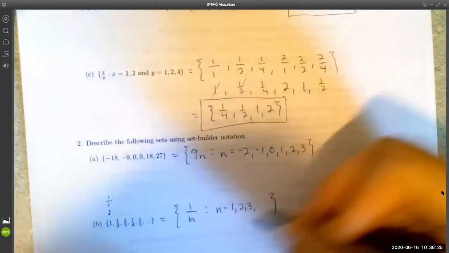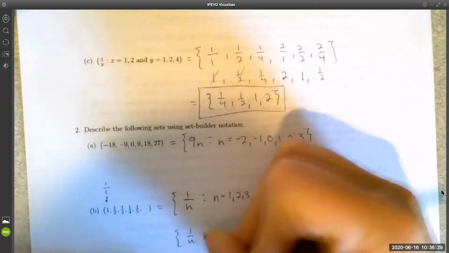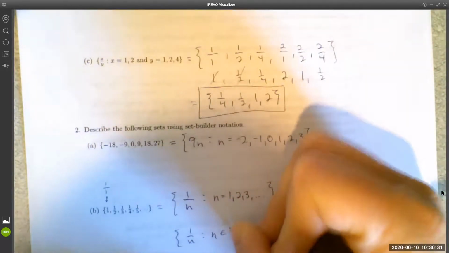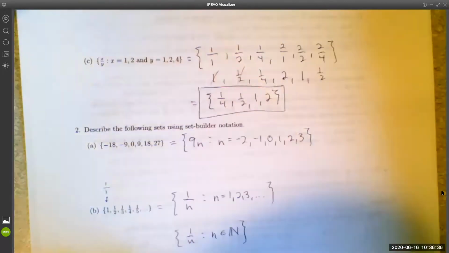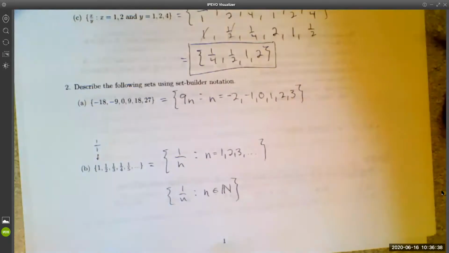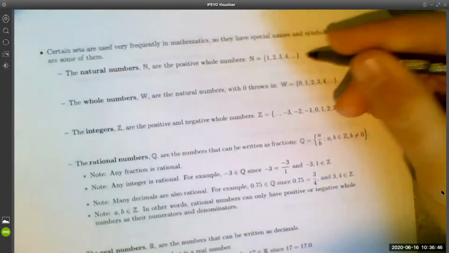So going back to the previous problem real quick, instead of writing this, we could say it's the set 1 over n, where n is a natural number, right? n is an element of the natural numbers, okay? So that would be a better way to write down our answer to number 2, part B. Okay, so that's the natural numbers.